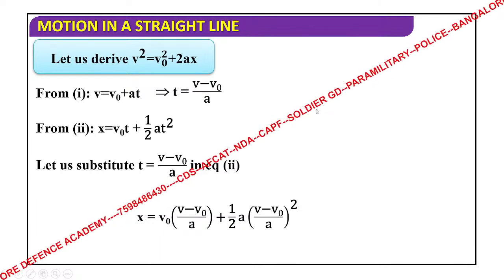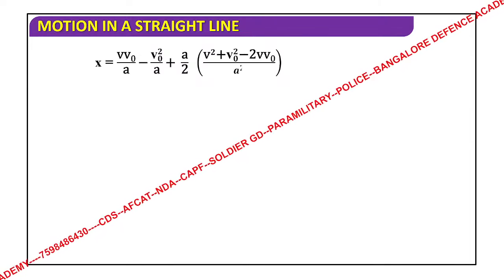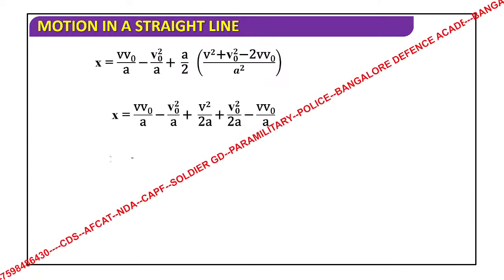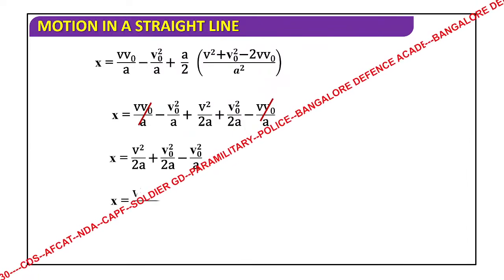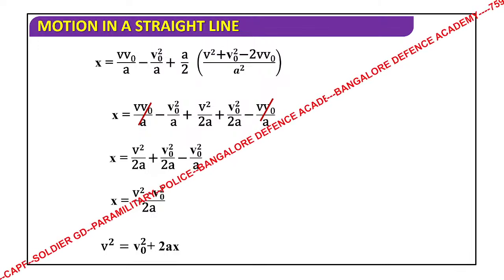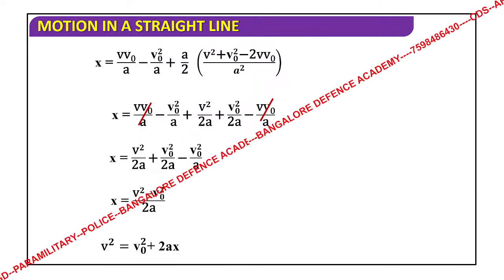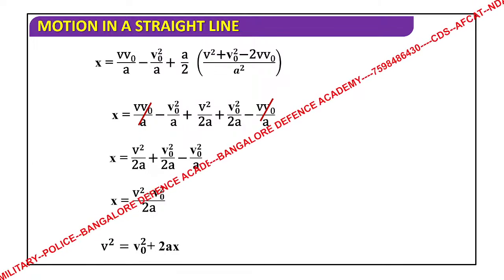Okay, I hope you have done it. Next, when I solve this, opening the bracket, finally I get the answer. Yes, that is v square is equal to v naught square plus 2ax. So we have successfully derived the three equations in a simple substitution method.